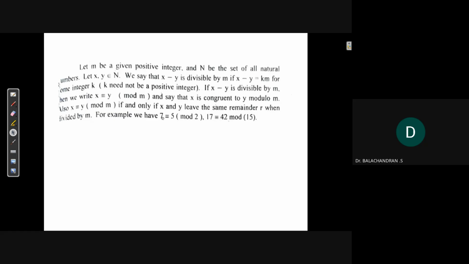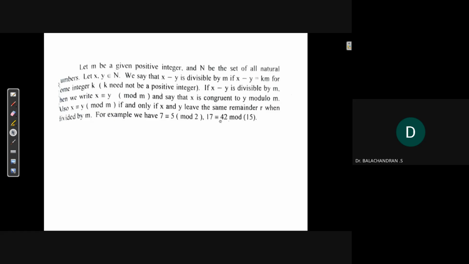Look at this example: 7 is congruent to 5 mod 2. If you divide 7 by 2, the remainder is 1. If you divide 5 by 2, the remainder is 1. So 7 is congruent to 5 mod 2. Another way to check is the difference: 7 minus 5 is 2, which is exactly divisible by 2. Similarly 5 minus 7 is minus 2, which is divisible by 2.